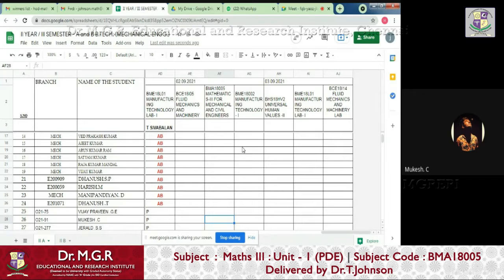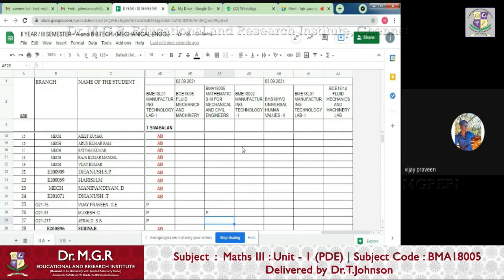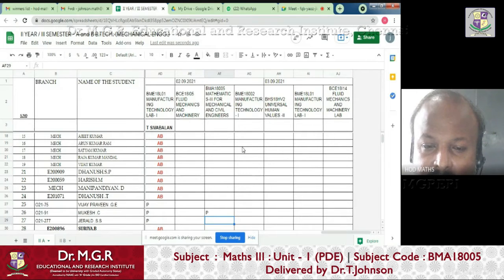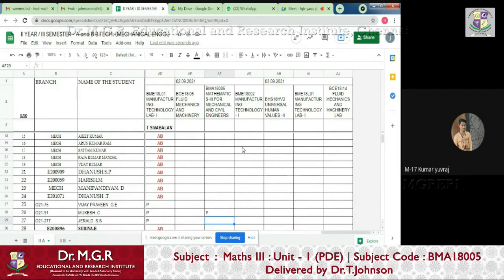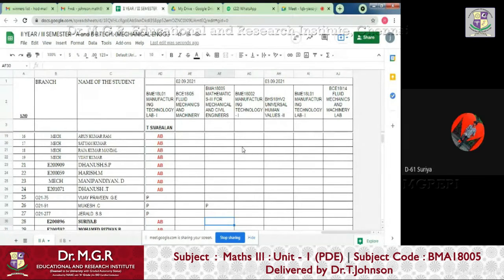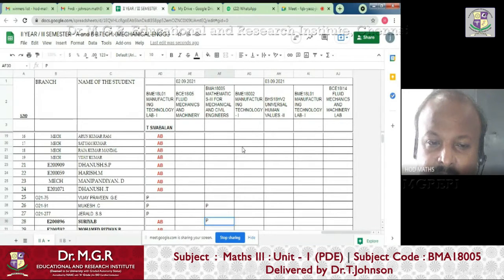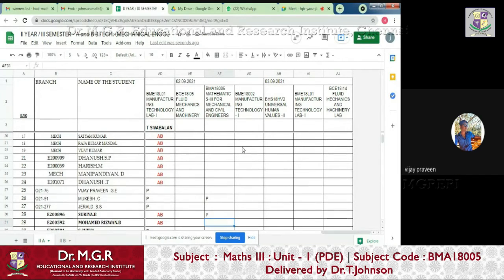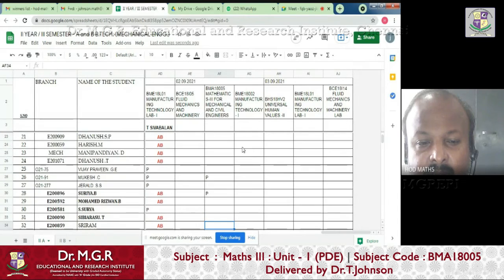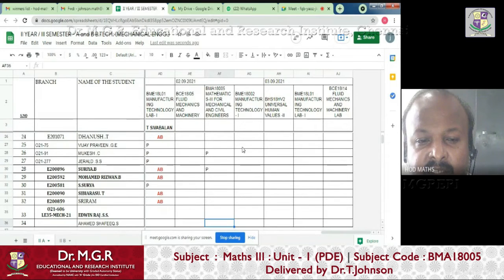Present, sir. Present, sir. What's your Vijay name? Praveen. Mukesh, tell your name. Mukesh C, present. Then Vijay. Gerald. Who is the other person? Gerald, are you present? Surya B, yes, sir, present. Mohammad Rizwan. Yes. Sri Arasu, Sriram, Edwin Raj, Ahmad.